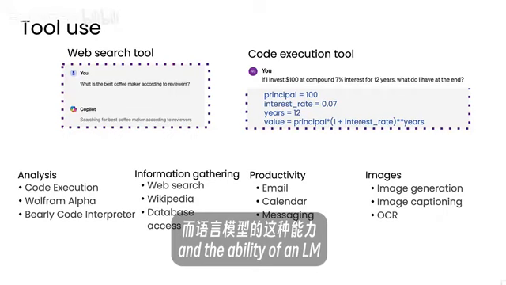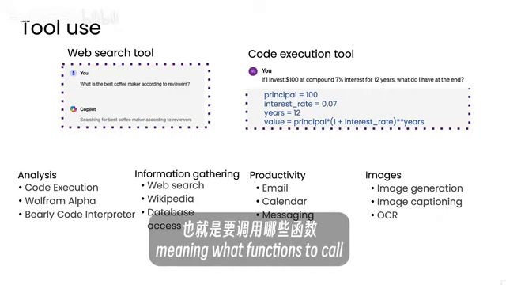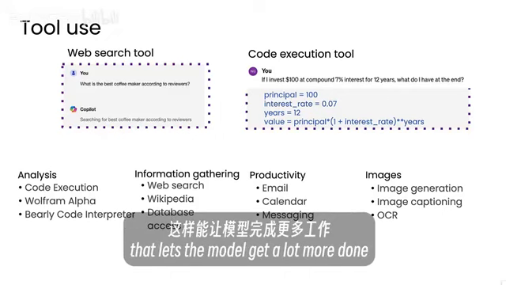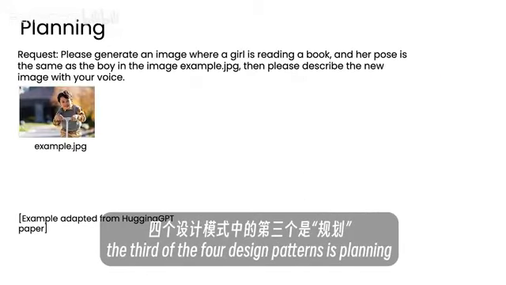And the ability of an LLM to decide what tools to use, meaning what functions to call, lets the model get a lot more done. The third of the 4 design patterns is planning.